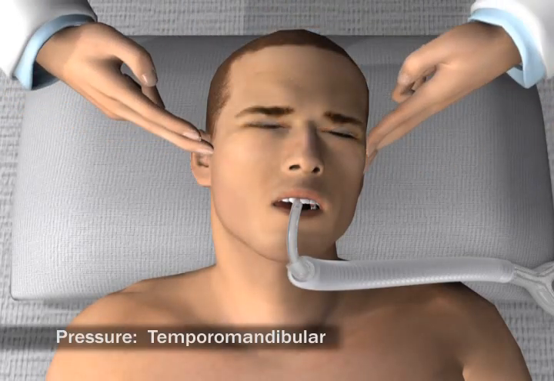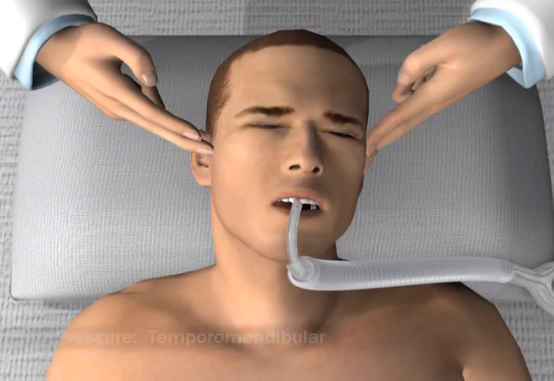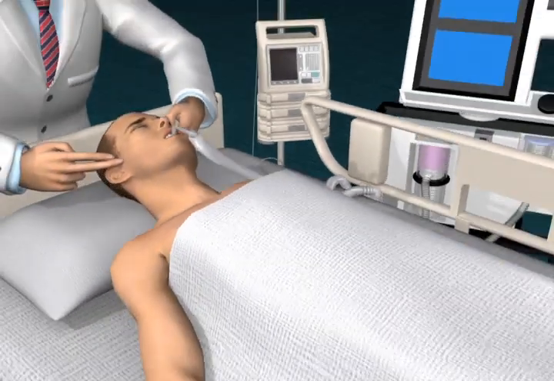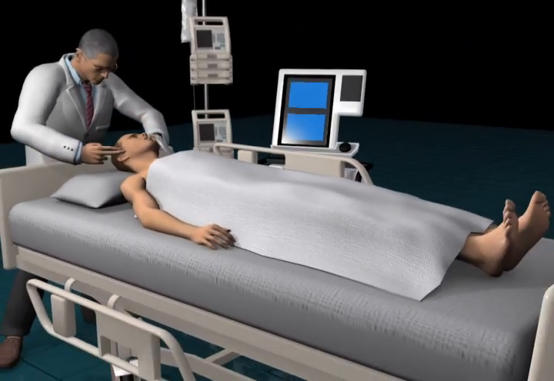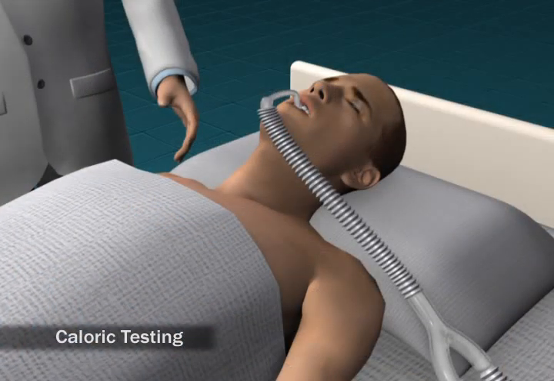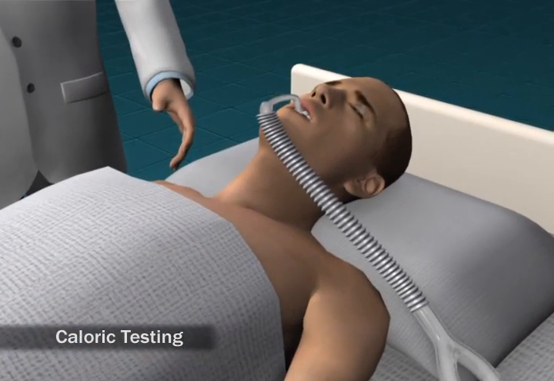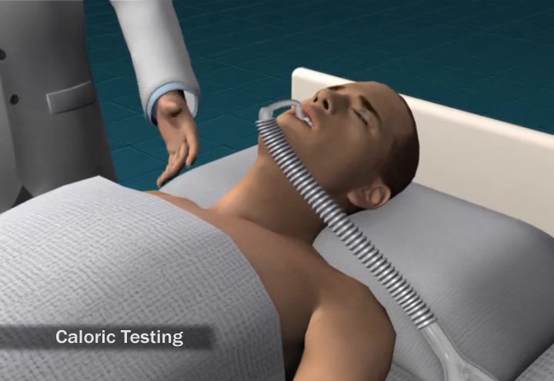Then we press hard with our fingers at the temporomandibular joints to see if there is any face grimace, clenching teeth response, or any other movements in the body. Both should be absent. The next test in the sequence is to do oculovestibular or caloric testing.